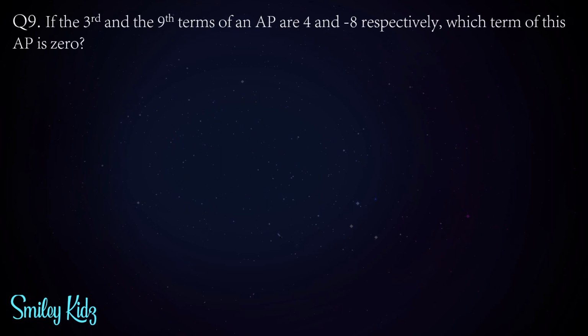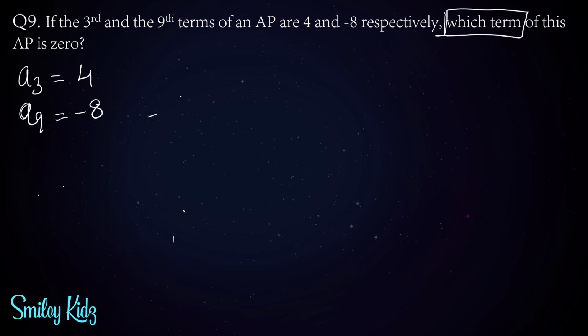Moving ahead to the 9th question, we have: if the third and the 9th term of the AP are 4 and minus 8 respectively, which term of the AP is 0? So, here A3 is equal to 4. A9 is equal to minus 8. Now, which term? When "which term" comes, what are you going to find out? You're going to find out the value of n. And they're asking us which term of the AP is 0. That means what is 0 over here? 0 is basically an. So an is equal to 0.